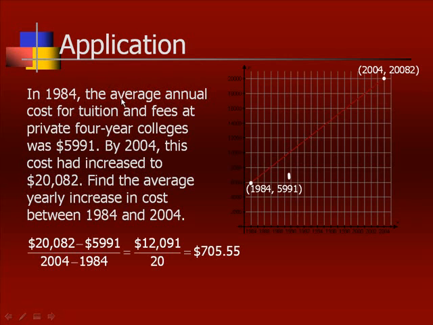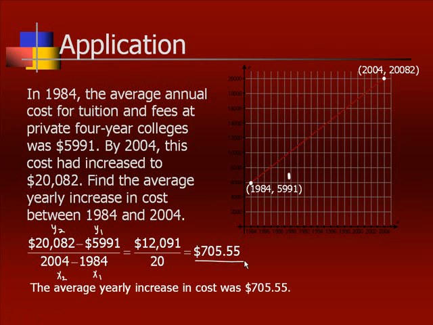And we want to find the average rate of change, then we use our slope formula. This is y2 minus y1 over x2 minus x1, which gives us a slope of 705.55, which means the average yearly increase in cost was $705.55.